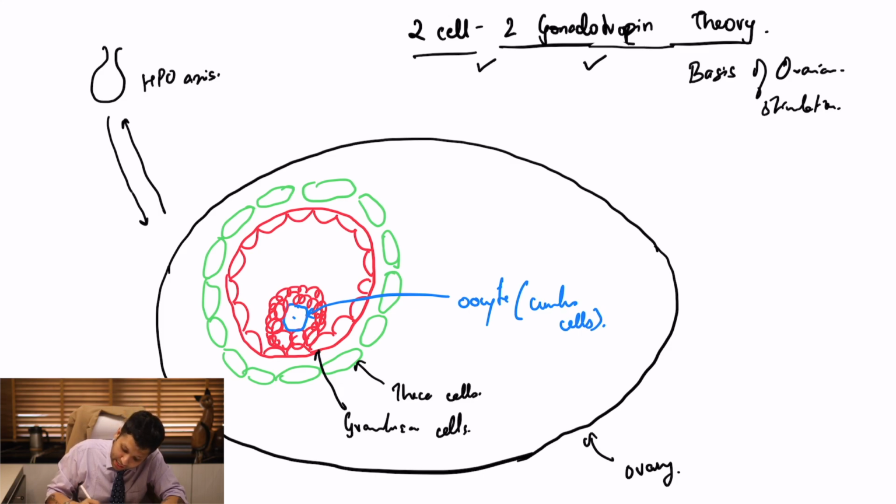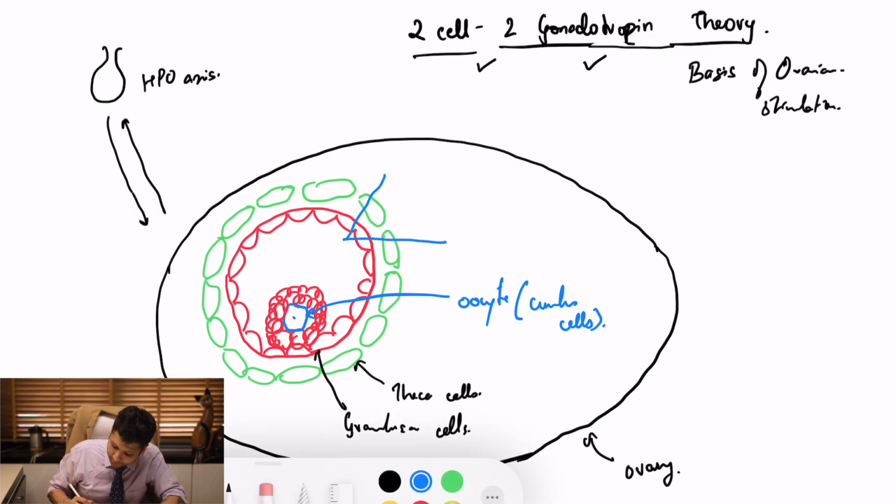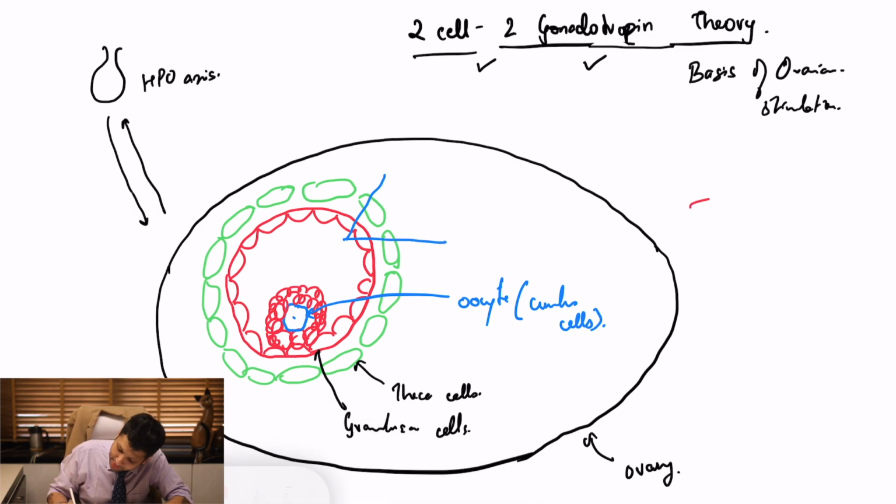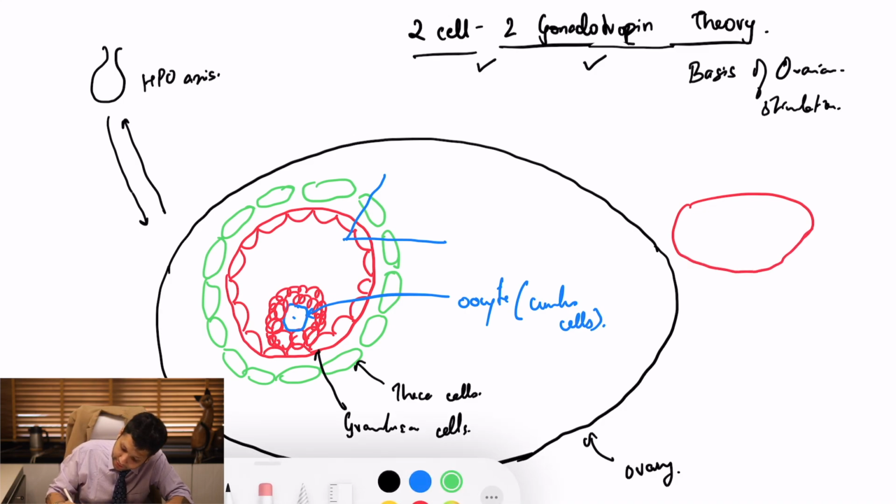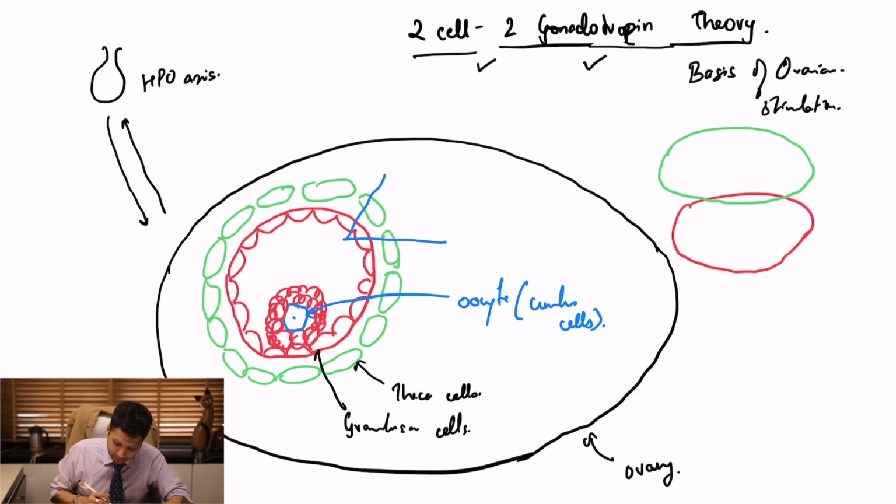Okay, so let me enlarge this a little. Let me enlarge this part for all of you. Okay, so let me draw one granulosa cell. Okay, and let me draw one theca cell. So the theca cell, as we know, is represented by green color. All right. Now this theca cell is going to express abundant receptors for LH.